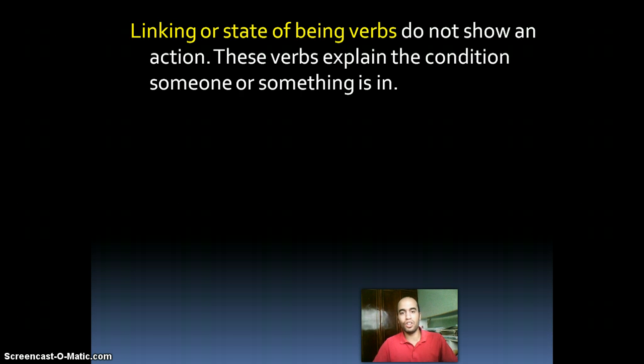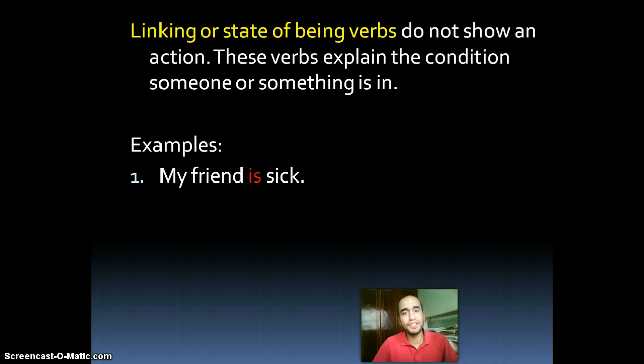The second type of verb, linking or state of being verbs, do not show an action. These verbs explain the condition someone or something is in. So they tell us something about the subject, a state of the subject. Here is an example. My friend is sick. So the verb to be here is a linking or state of being verb. It tells us something about my friend, which is sickness.